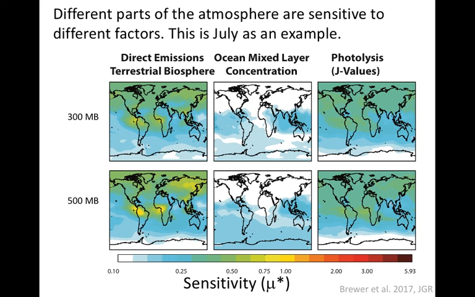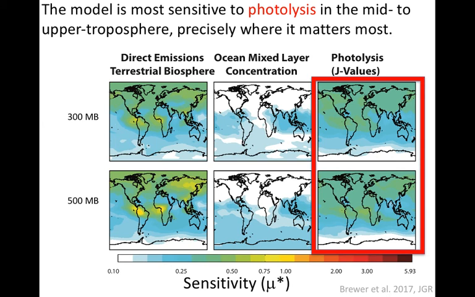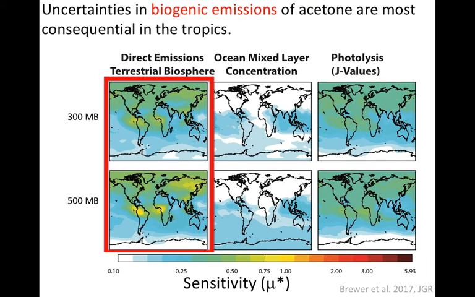This would be another way of looking at the kind of output that you can get from the Morris method analysis. This is the mid and upper troposphere and the sensitivity for each pixel in July. And again, this is the absolute sensitivity, the mu star, and the actual numbers don't matter, but the relationship between them does. So you can see here the model is most sensitive to photolysis in the mid to upper troposphere, which is precisely where it matters the most. So if we're not quite doing that photolysis rate right, it's going to really matter in that upper troposphere where acetone is important in the HOx budget. The uncertainties in the biogenic emissions of acetone are most consequential in the tropics, as you can see here.